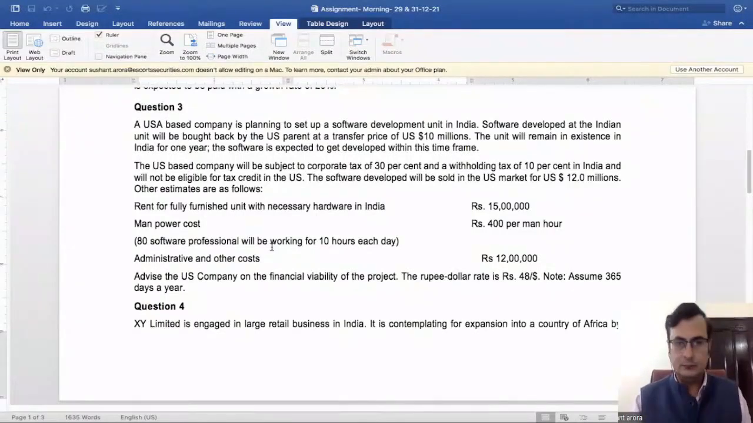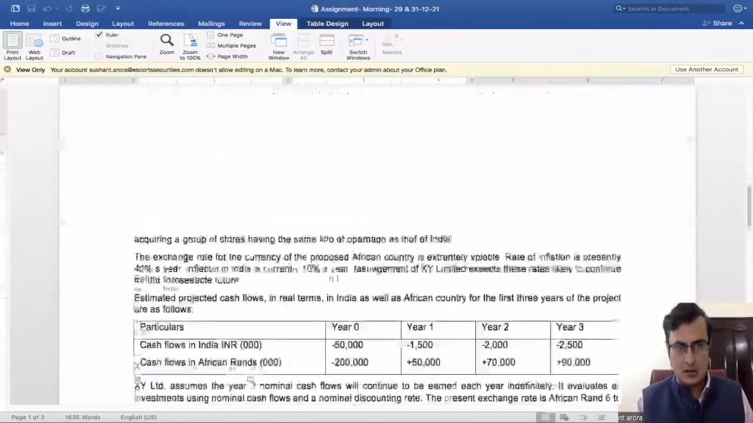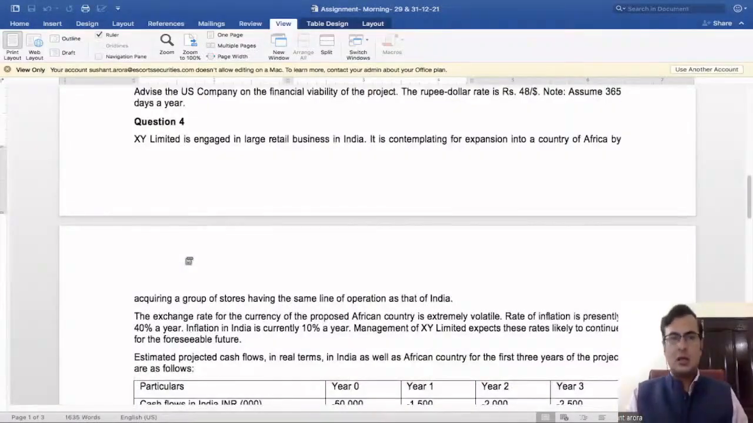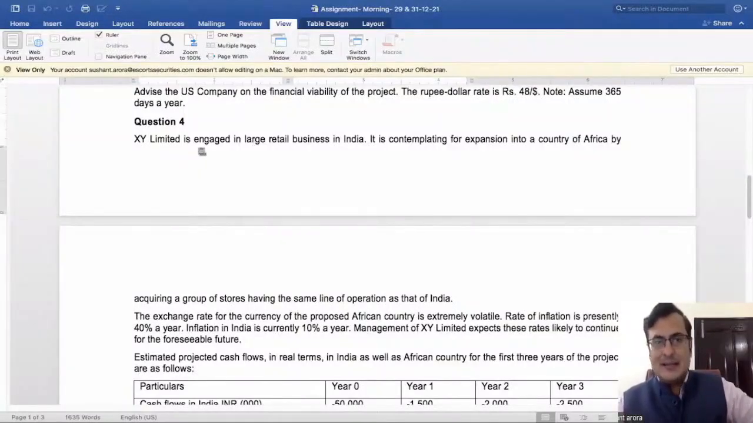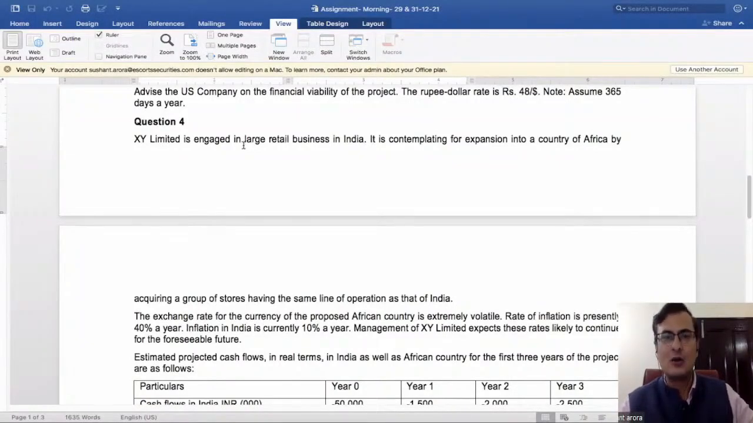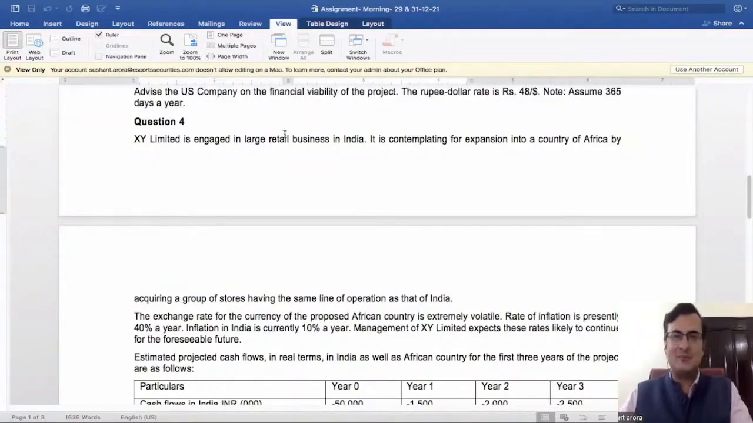So now, question number 4. XY Limited is engaged in the large retail business in India, because that is what I was saying, Akash, to a lot of students, that this is the benefit of having a live class. A lot of students think that they can see a recorded one, but there are problems that you can't clarify your doubts. But again, up to their convenience, IC is providing them all the facility they can get.